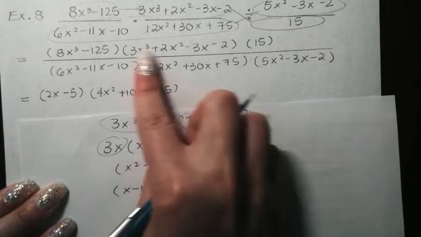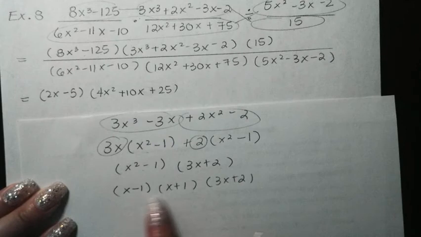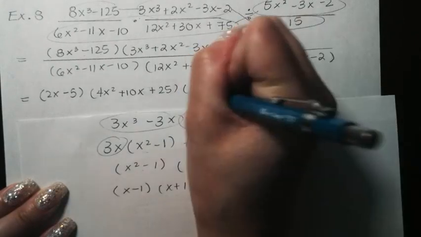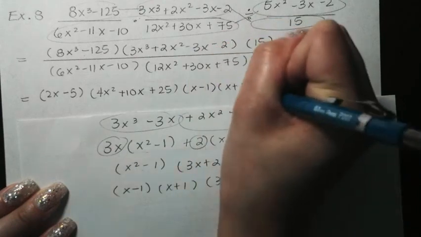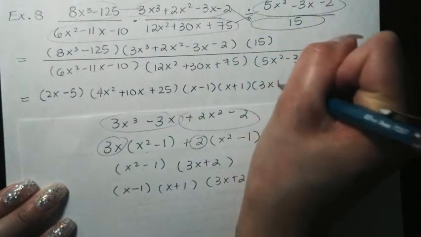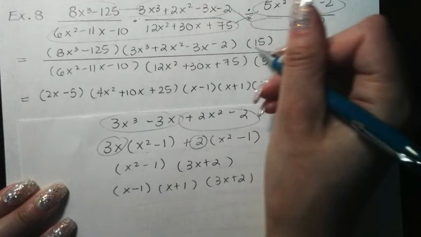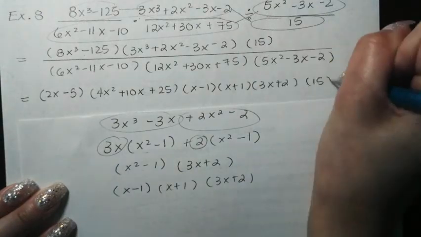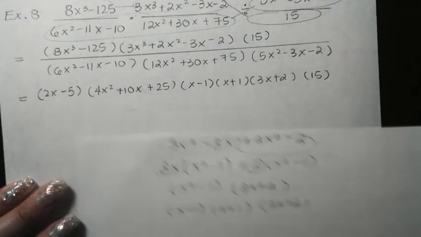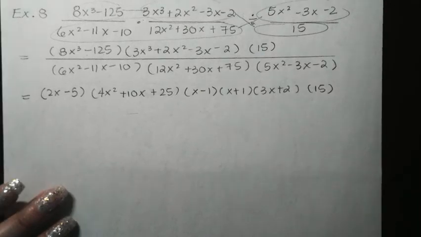Okay, so I'm going to factor that, and this is as much as I can factor because everything is linear. So I just copy that here. Now it's the turn of the 15. You know that the 15, I just leave it like that. So let's move on to the denominator.